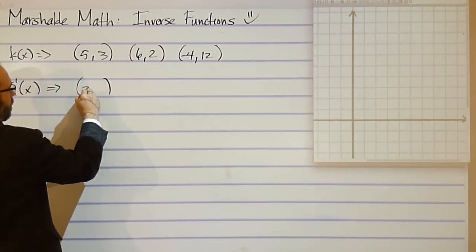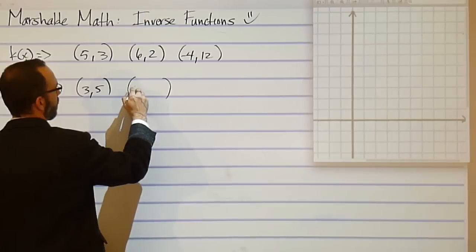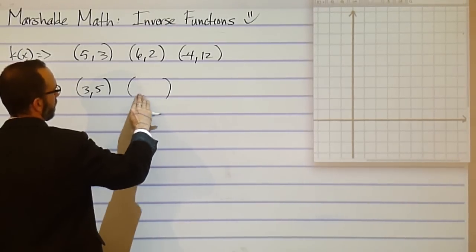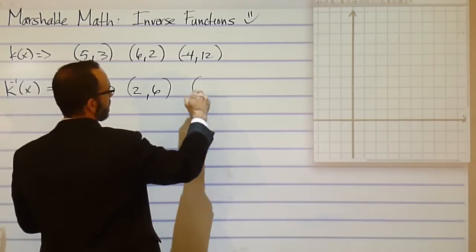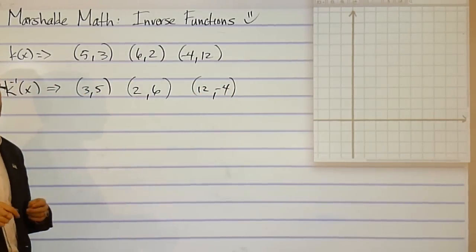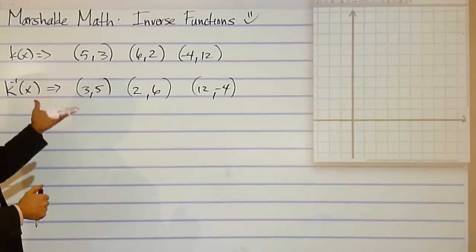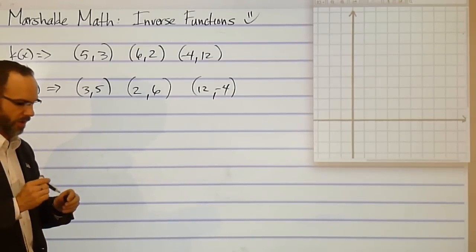This point would be 3, 5. It is switched, right? This point would be, hey, the input's 2, whoops, the input's 2, the output is 6. This one says the input is 12, the output's negative 4, okay? Because all you're doing is switching them. So if this is what we're doing with the table of values or with ordered pairs, then we can definitely do it with a graph.